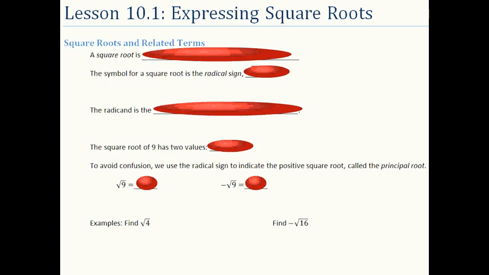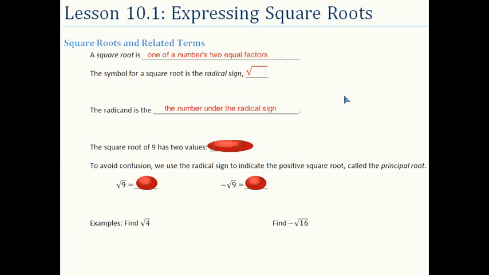A square root is one of a number's two equal factors, and we've talked about that before. So the square root of 25 is 5 because 5 times 5 gives you 25. Here's the sign that we use. It's called a radical sign. And the radicand is the number that's under the radical sign. So if we did put a 25 under here, that would be called our radicand.